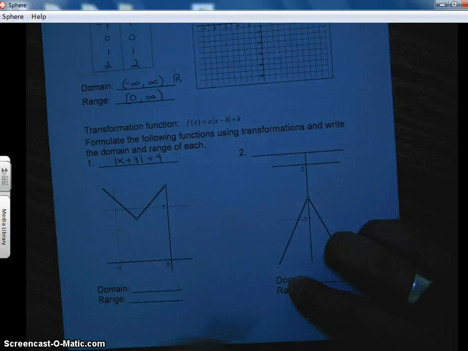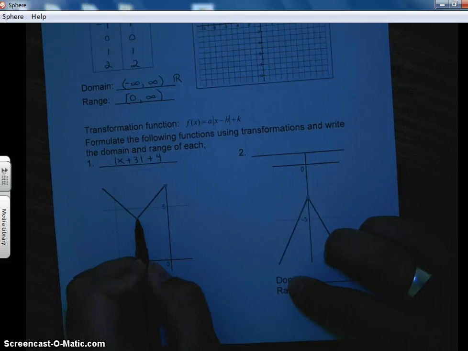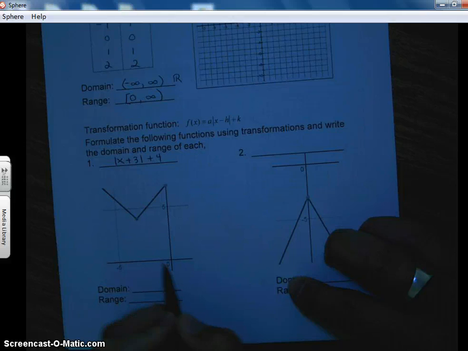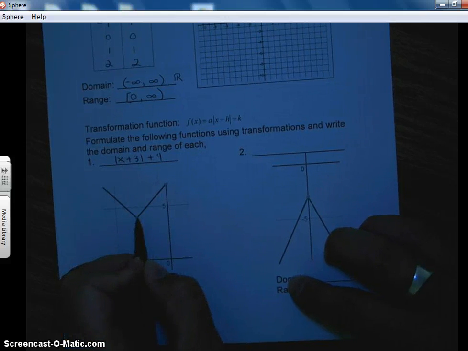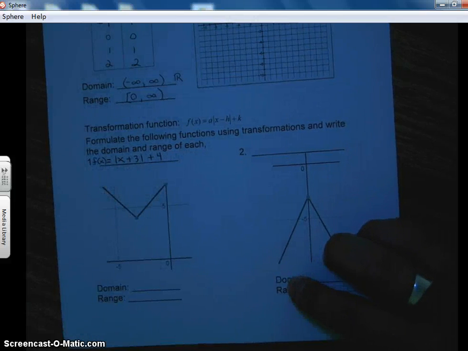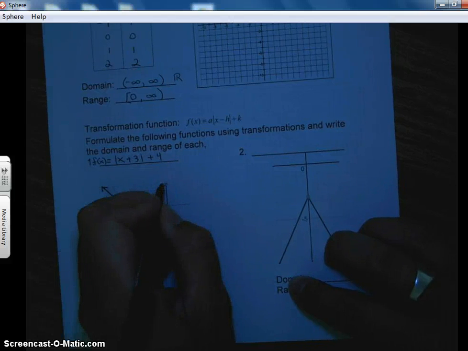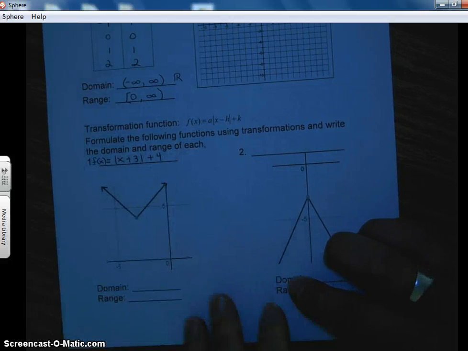Okay, and then let's see if there is any stretch or compression. You go to the new special point. We started at 0, 0, and we ended up here. We go over 1, and we count up 1 unit, so our a value is 1. So here you go, there's the equation for that graph. Now remember, always assume, unless stated otherwise, that there's arrows on the ends.